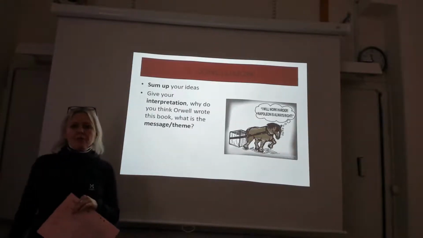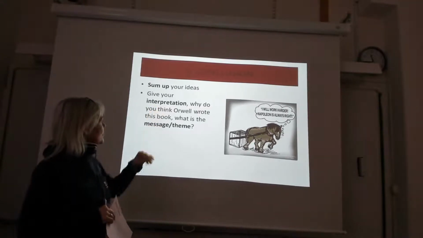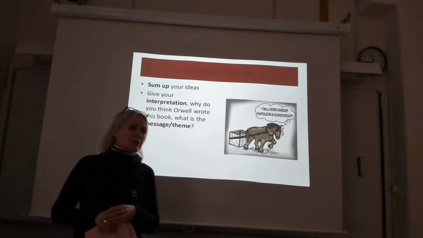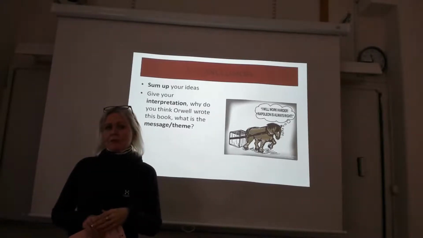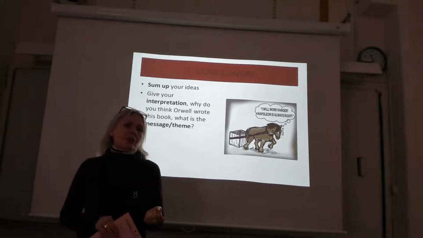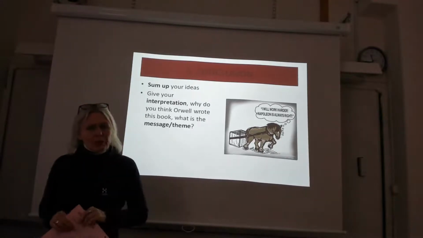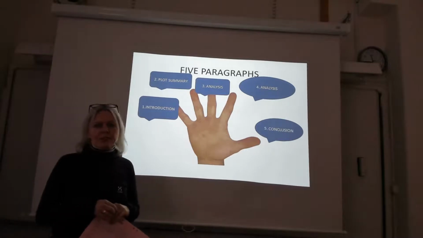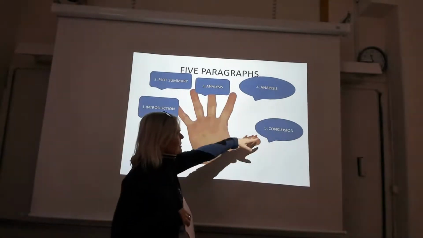The last paragraph, you sum up your ideas and your interpretation. Why do you think George Orwell sat down for 4 months writing this book, published it eventually in 1945? What was his purpose of writing this? What is the message he wants to transmit to us readers? So to summarize, there are 5 paragraphs: introduction, plot summary, two analysis paragraphs, and conclusion.